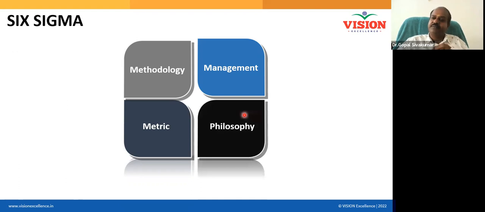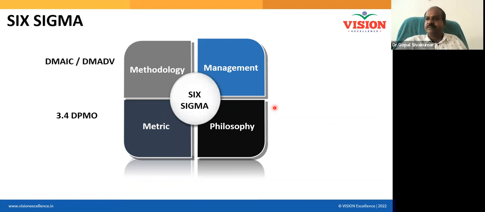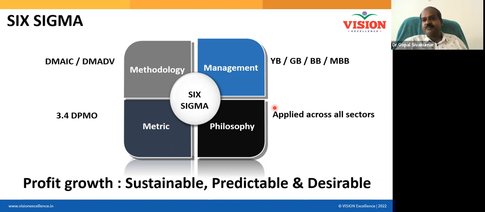Six Sigma is a philosophy. You can use Six Sigma to improve anything. You want to improve your lifestyle, your relationships, your health, your business, your profit. Six Sigma is for everything. It's a philosophy. Hope all of you understand, right? It's a methodology. It's a metric. It's a way of management. It's a philosophy. Ultimately, the goal is profit maximization.